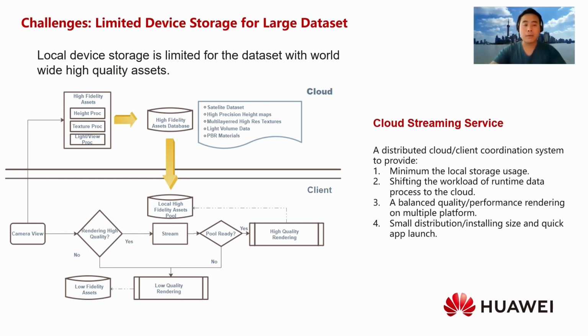The diagram here indicates the workflow of the cloud and client coordination. It starts from the camera status updating. The cloud server can do some scene synchronization with its high-fidelity asset database, such as packaging and streaming the required data in a parallel manner. The client side is still responsible for the main rendering task. It contains both a low-quality asset pool and a high-quality pool that have different focuses.